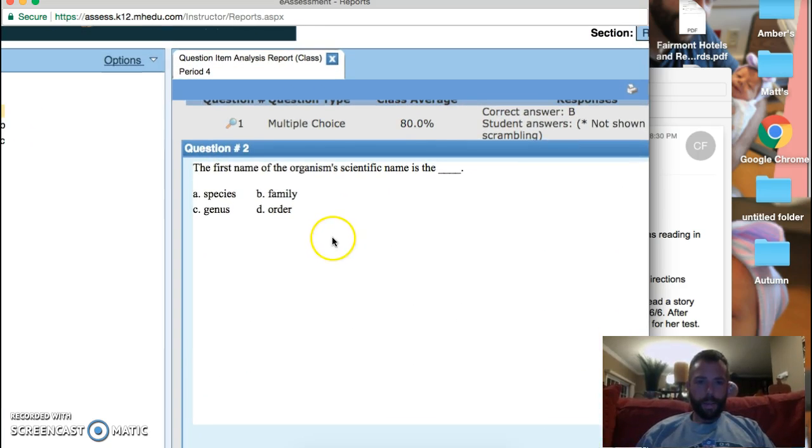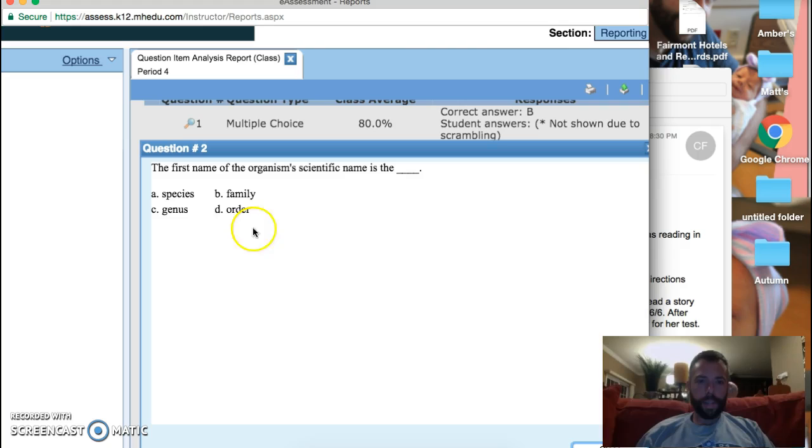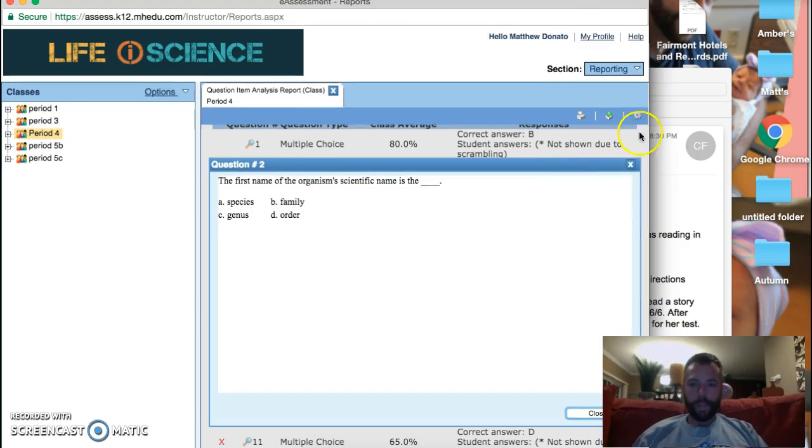The first name of an organism's scientific name is the genus. And then the second part would be the species. So the first name of the organism's scientific name is the genus. Remember, scientific names are made up of the genus followed by the species. Okay?